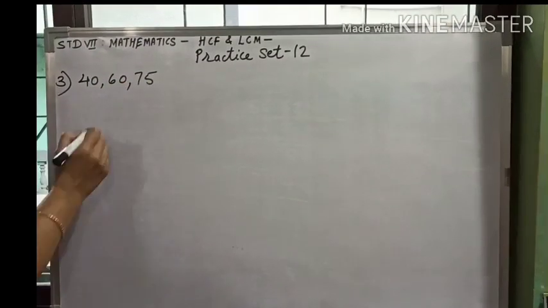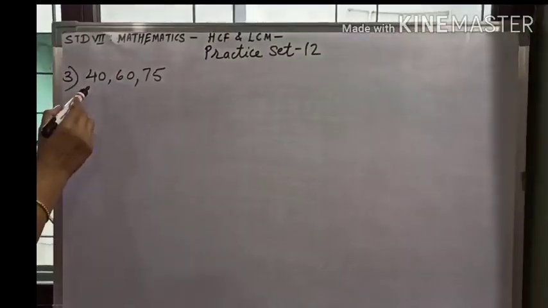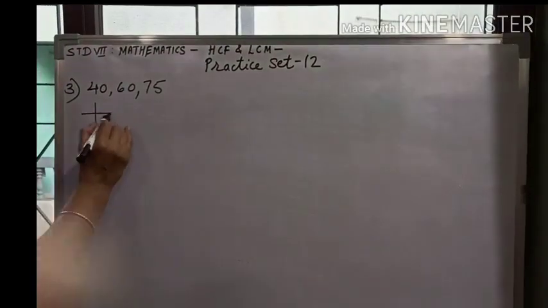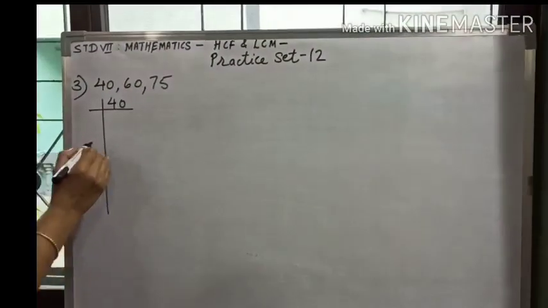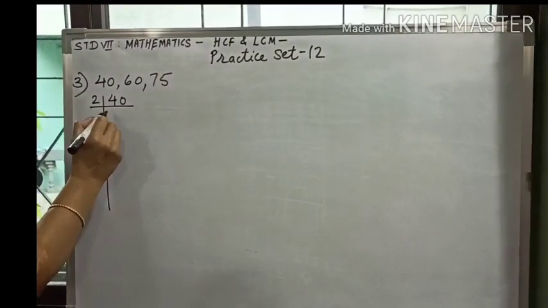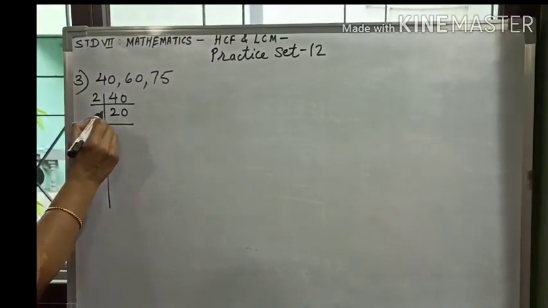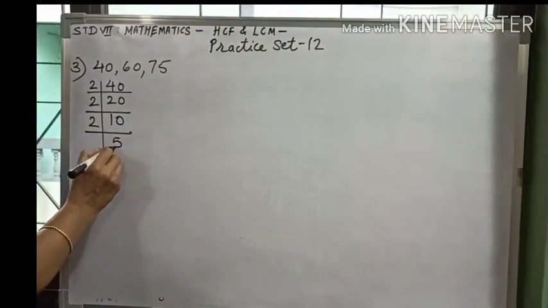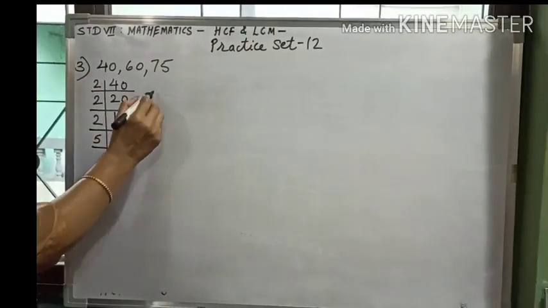Let us solve the third sum, finding the HCF of 40, 60 and 75. So by prime factor method we will find out the factors of 40 first. It is divisible by 2. Again 20 is divisible by 2. 2 5s are 10, 5 1s are 5.